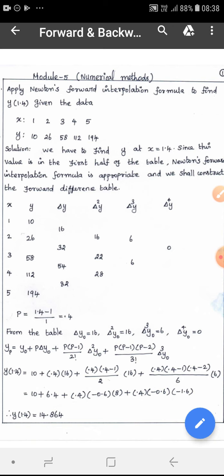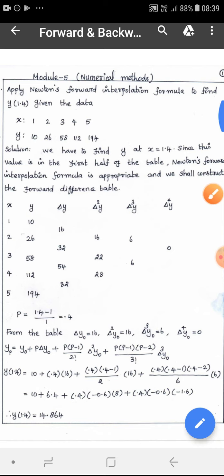Then the fourth order differences: again look at the entries of the preceding column, which are the entries of the third order differences. From that column, succeeding value minus preceding value. 6 minus 6 gives 0. So we have the table up to the column containing fourth order forward differences, and the fourth order forward difference is 0. So you can use the formula up to the term containing third order forward difference.